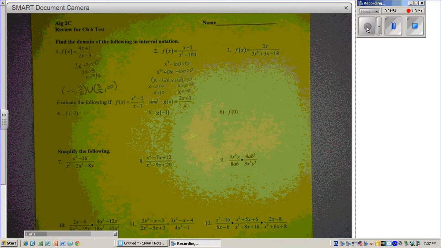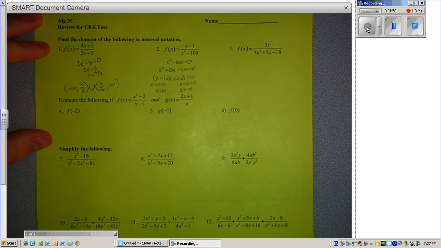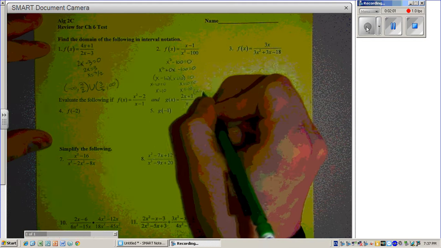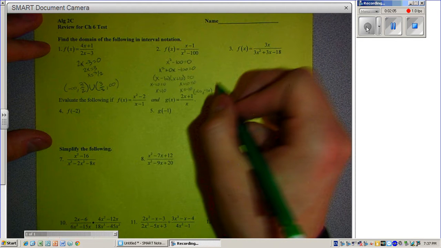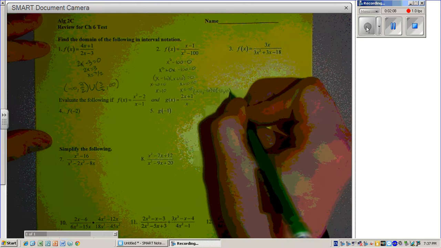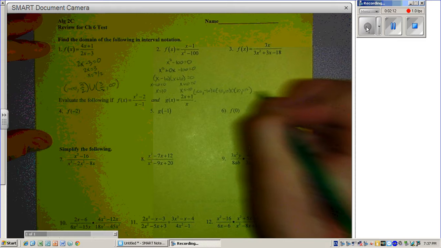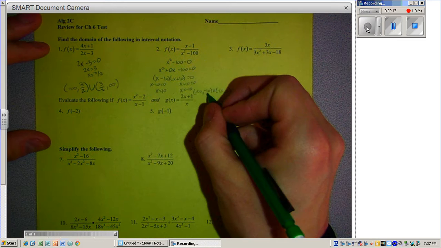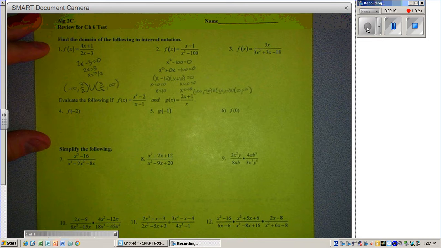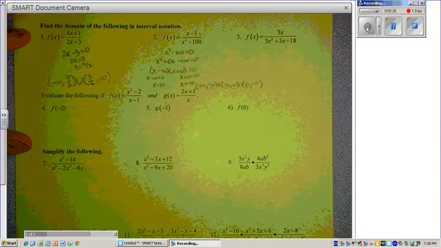Now I'm going to write my interval, but this time we have two excluded values. So I'm going to start at negative infinity, go up to my lowest point, which is negative 10, union negative 10 to 10, union 10 to positive infinity. Notice that negative 10 and negative 10 are next to each other in the interval, and 10 and 10 are next to each other. Zoom in if you need to see that right there.